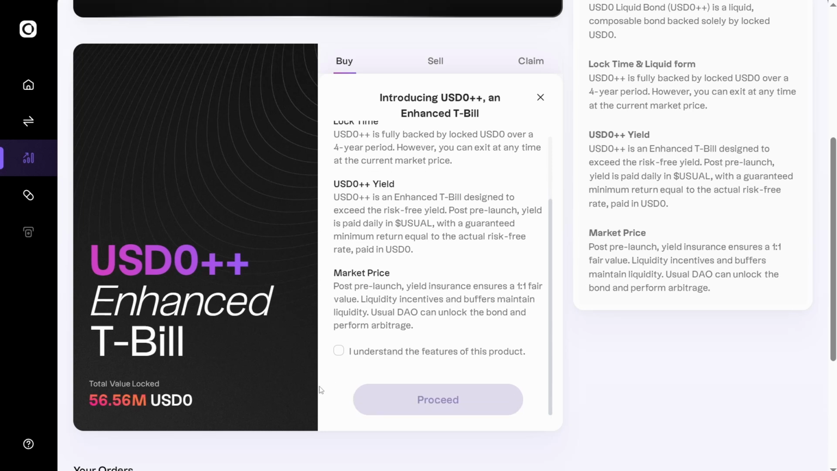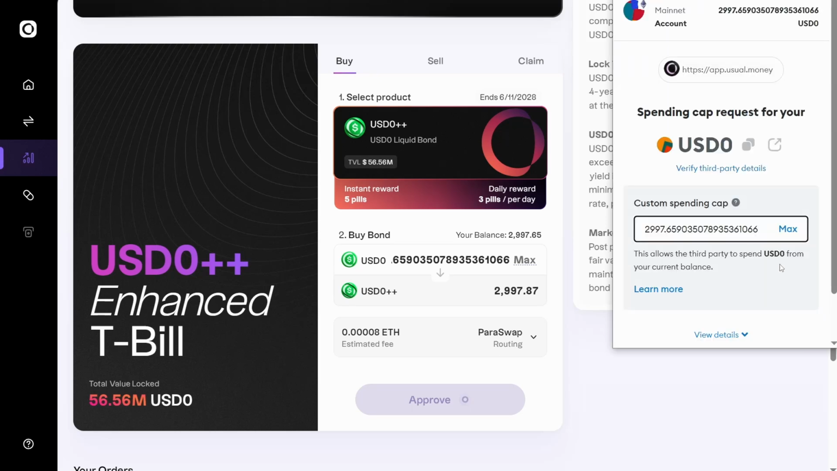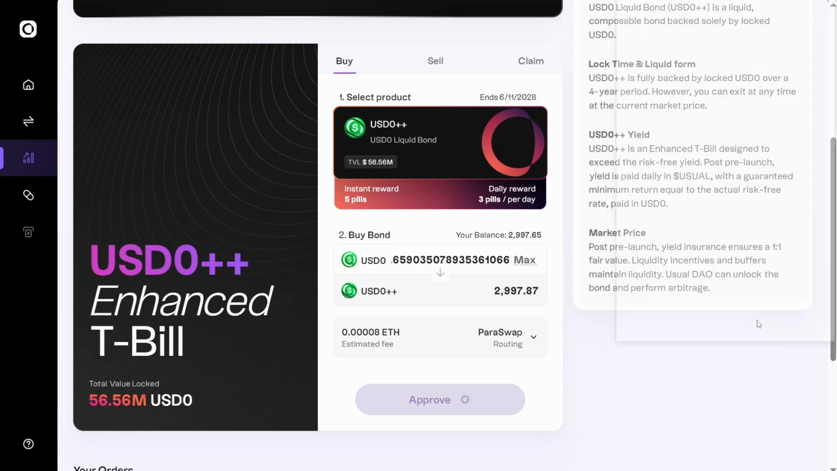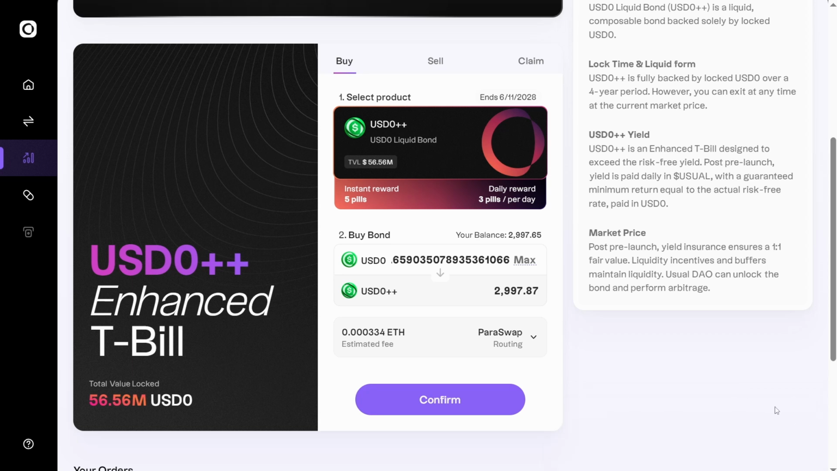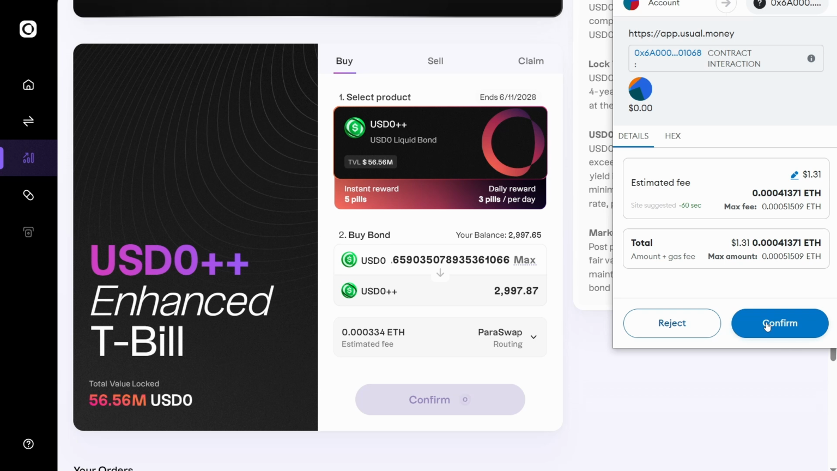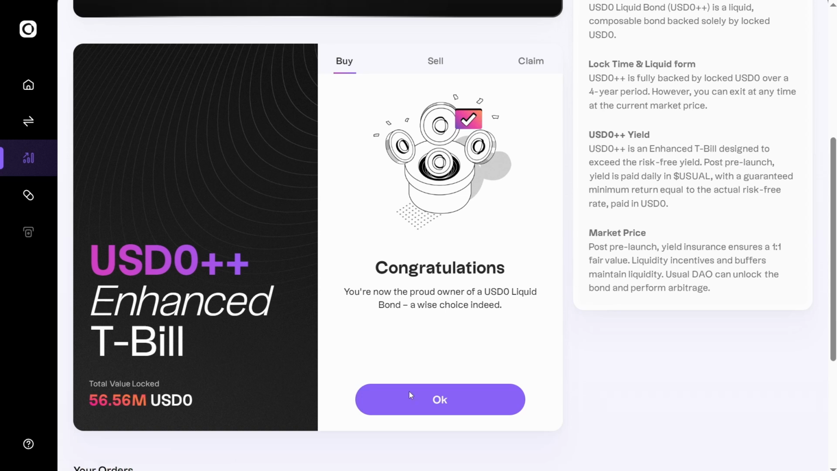Return back to usual. Click on I understand the features of this product and proceed. Next, approve. Again, I pay a fee, waiting for the approval. Token approval confirmed. Then click on Confirm. $1.3 fee. Confirm. Waiting. Congratulations! You are now the proud owner of the USD0 liquid bond, which is actually USD0++.